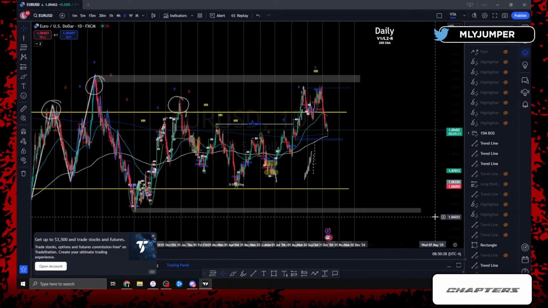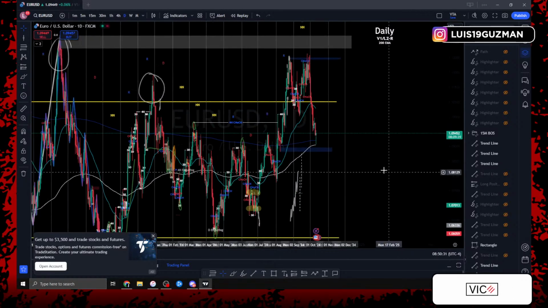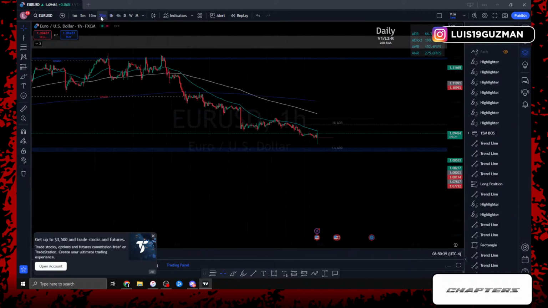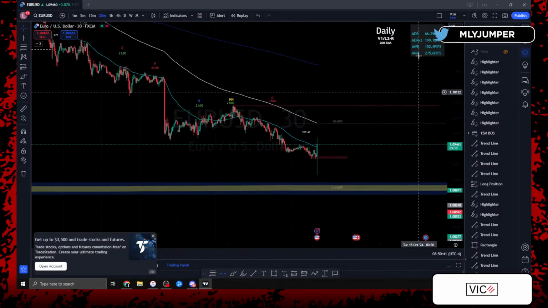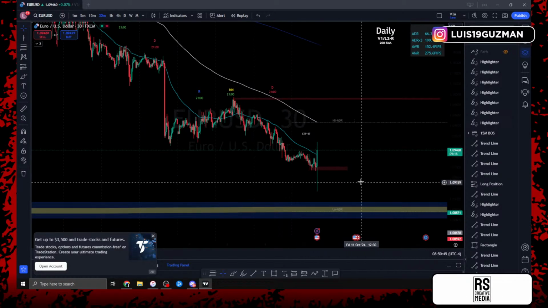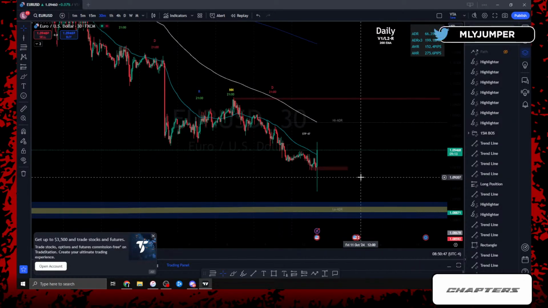Okay, so what are we looking for? Once again, a pullback to the 200 EMA. We got that. Boom, perfect. This did exactly what I said it was gonna do. I'm like, yo, I'm not gonna get into any of these trades yet. I'm gonna wait for that crazy wick that we would have had to fight.